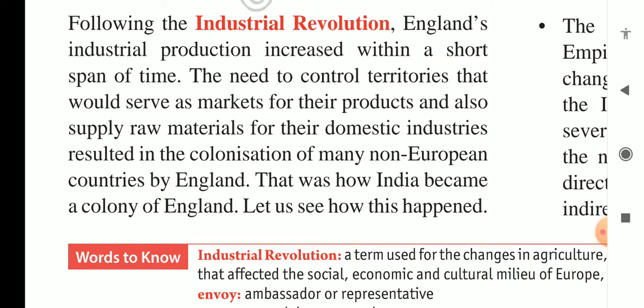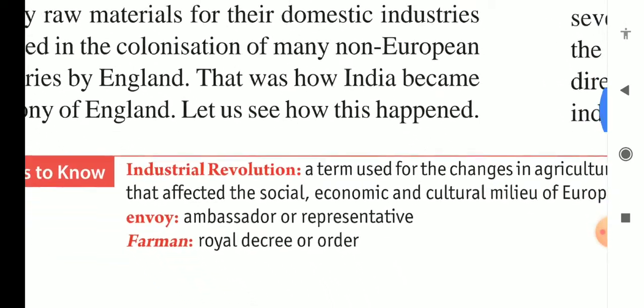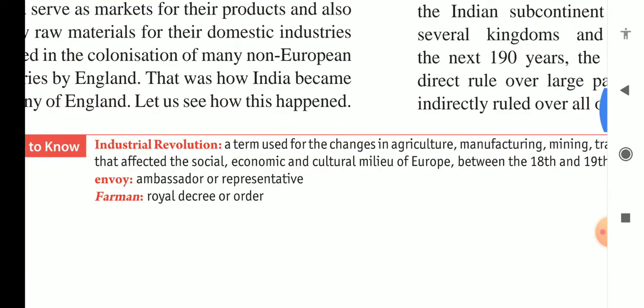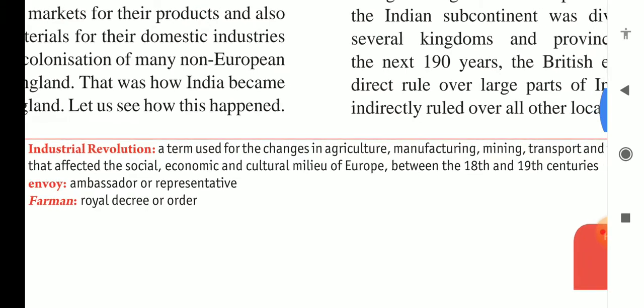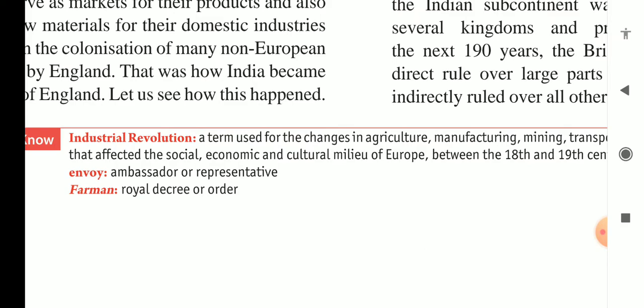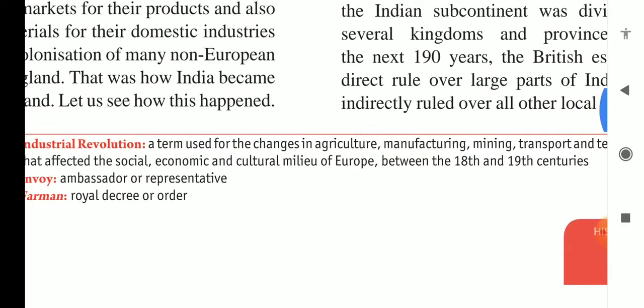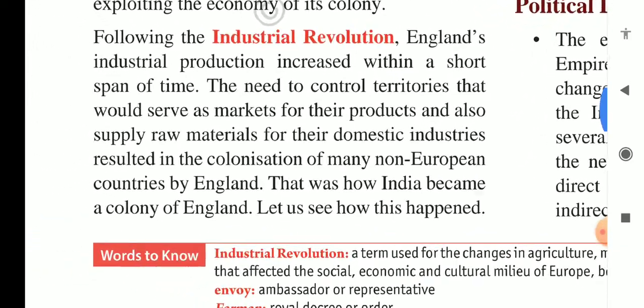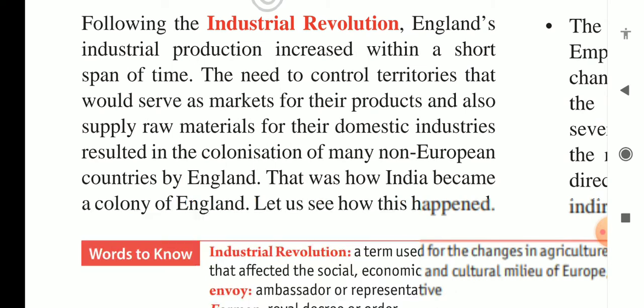Following the Industrial Revolution, England's industrial production increased within a short span of time. So what is the meaning of Industrial Revolution? It is given. Industrial Revolution means changes in agriculture, manufacturing, mining, transportation and technology that affected the social, economic and cultural milieu of Europe between the 18th and 19th century. So during that time, between the 18th and 19th century, the Industrial Revolution took place.